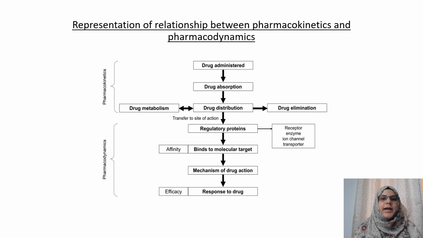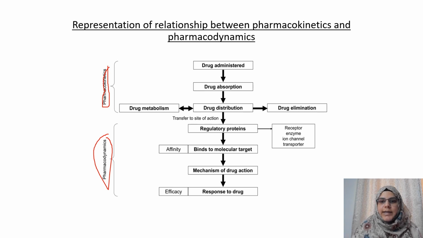Okay, here I have made a chart for the relationship between pharmacokinetics and pharmacodynamics. I told you, first is pharmacokinetics, and the next one is pharmacodynamics. Pharmacokinetics is drug administration, and then its absorption, and then distribution, metabolism, and elimination. Distribution and metabolism is a reverse action.